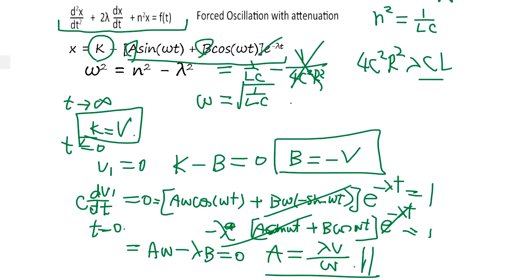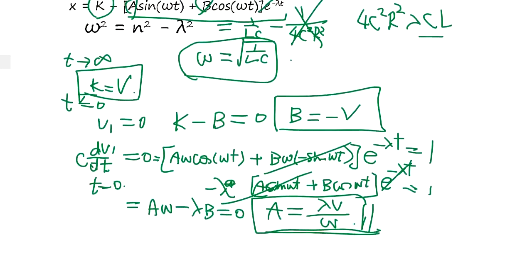Okay, so we got the answer. All the constants are determined, and we know omega, and we know lambda, which is the attenuation constant. Okay, so that's going to be the answer for this question.